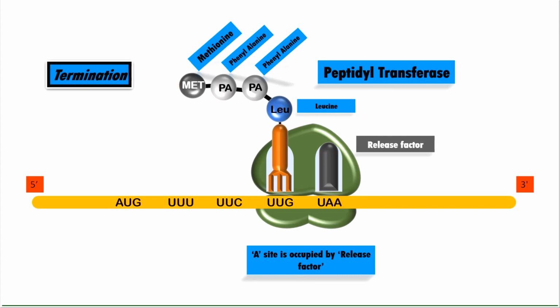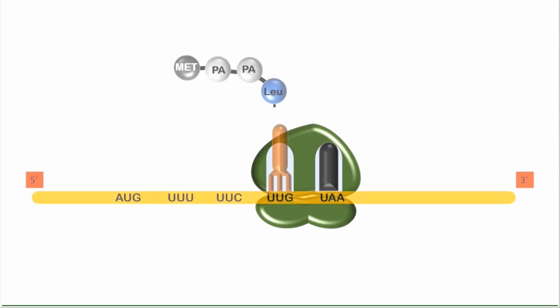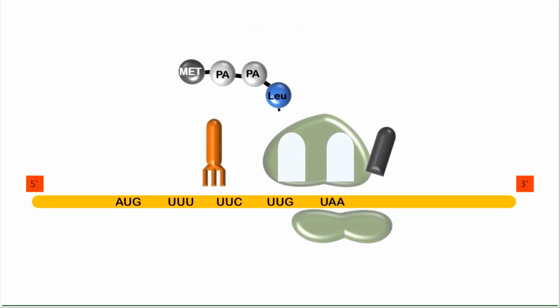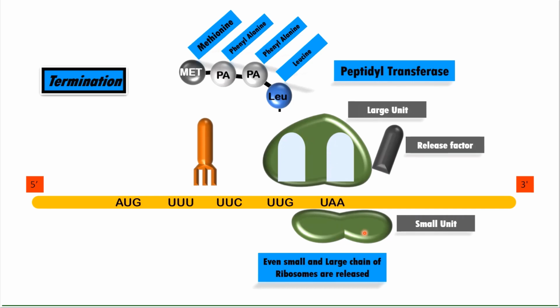So what has happened here? The polypeptide chain is released into the cytoplasm. Even the large unit and small unit of the ribosome get separated. So that is the end of protein synthesis. So the beginning of protein synthesis is called initiation. Further formation of the polypeptide chain is called elongation, and the separation of the polypeptide chain as well as the large and small unit of the ribosome is called the termination of protein synthesis.